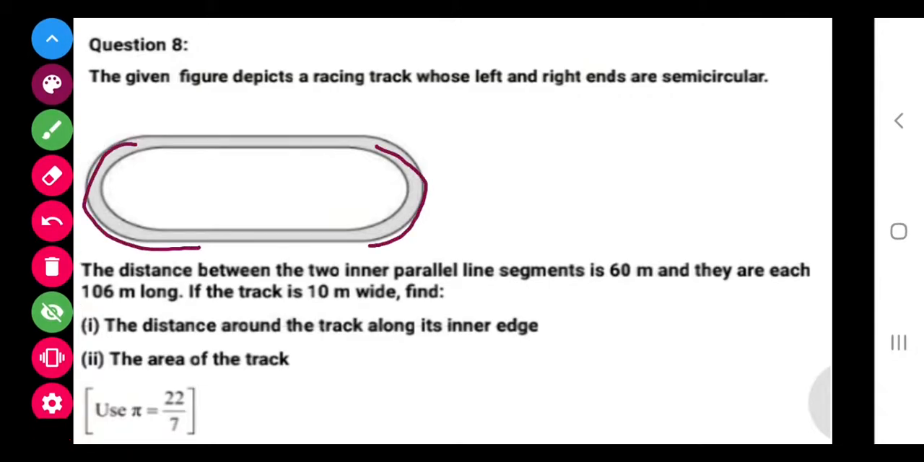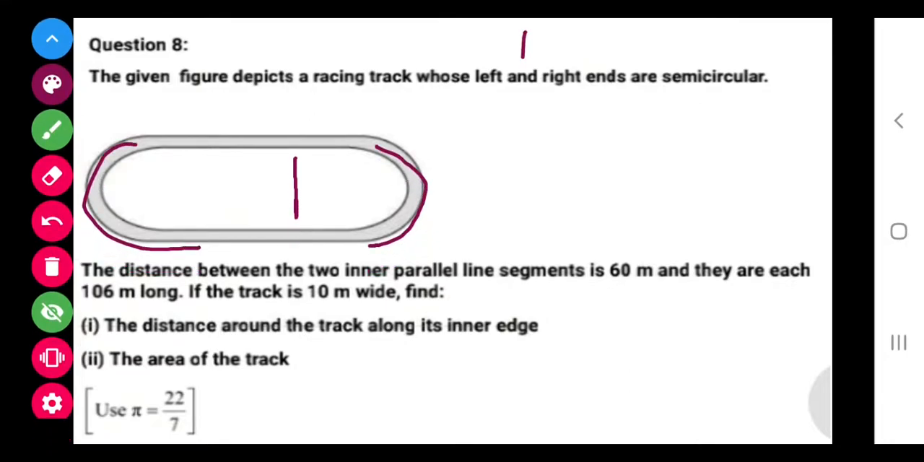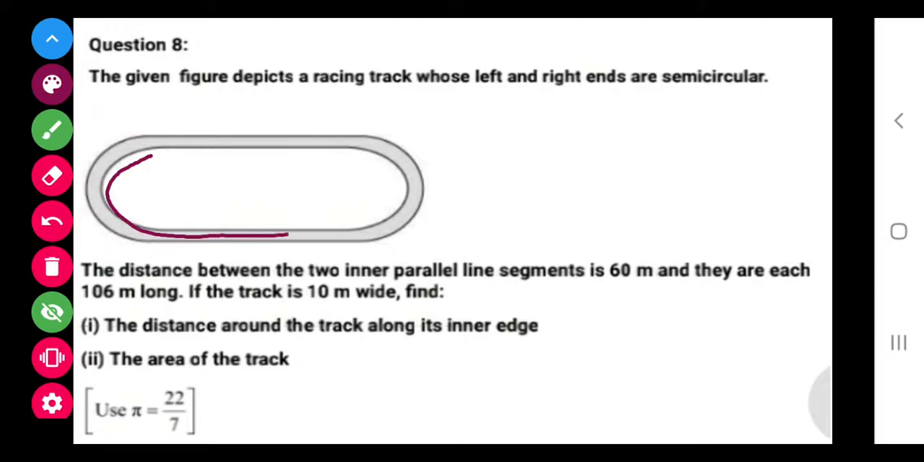These are semicircular, and the distance between these two inner ones is 60. This is given, and the distance between the parallel lines is 60, and each of these parallel lines is 106 and 106. Now we have to calculate the length of the inner track.